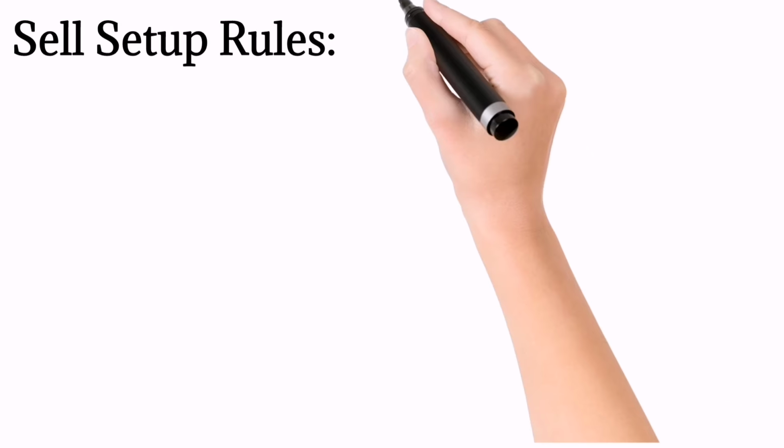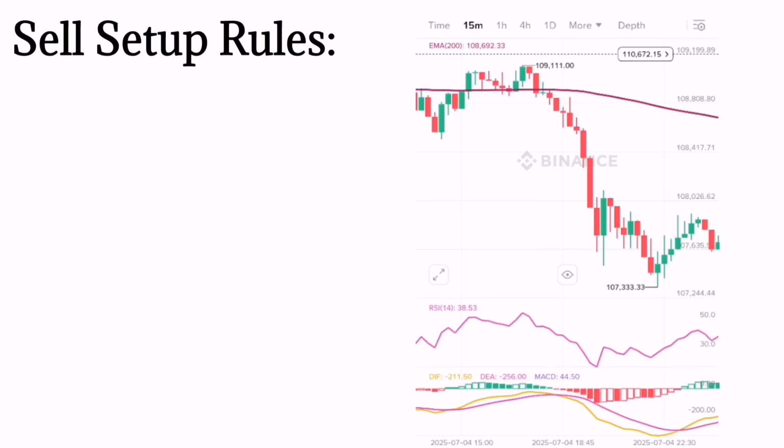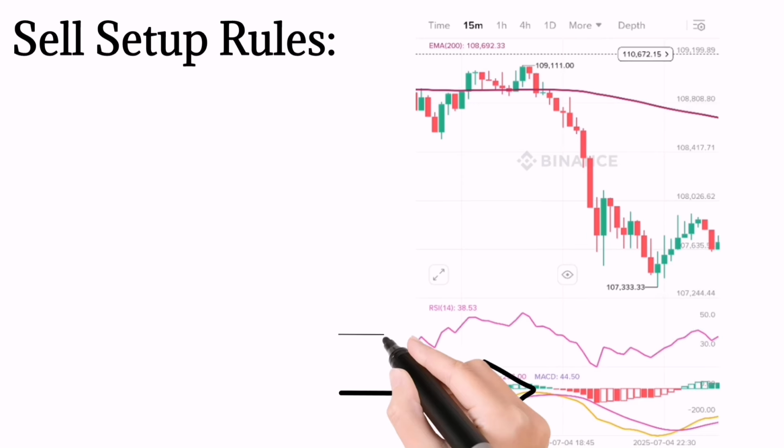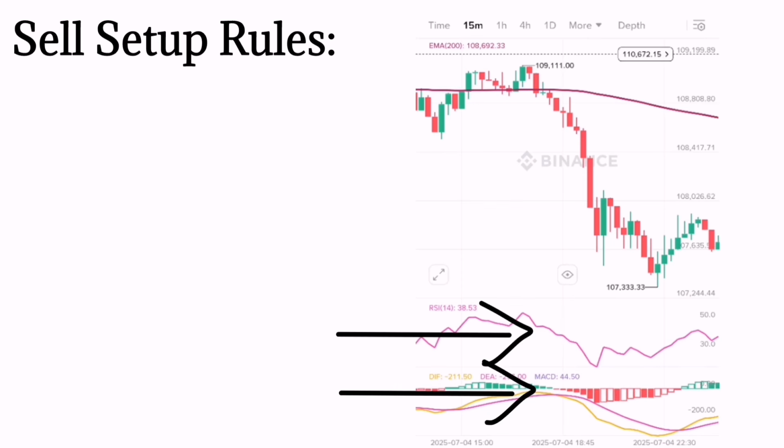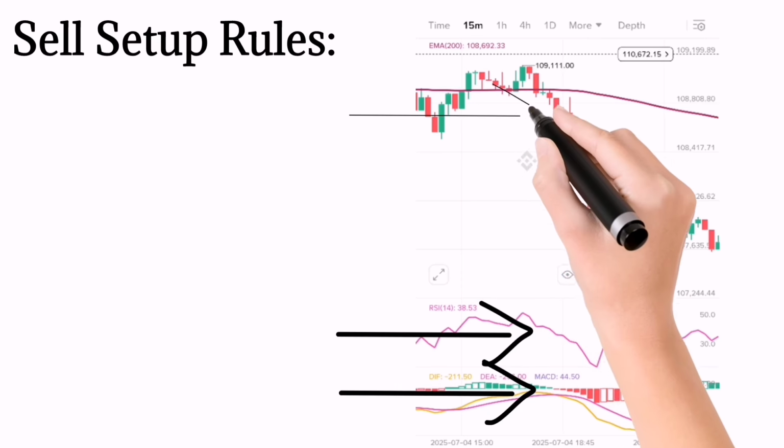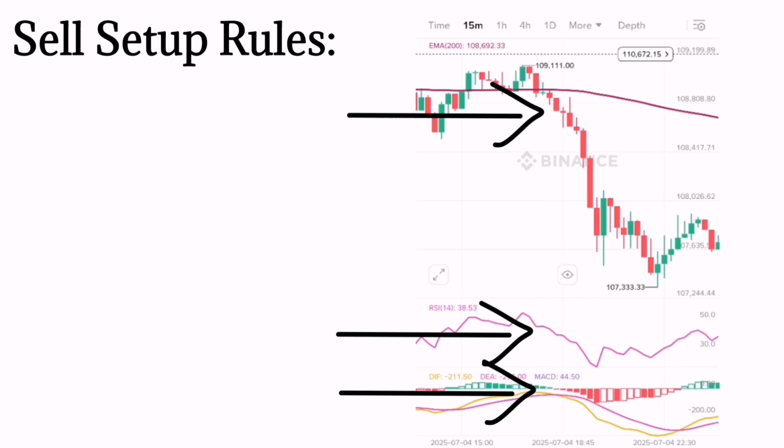Sell setup rules: 1. MACD line crosses below signal line. 2. RSI crosses below 50. 3. Price is below 200 EMA. 4. Enter on candle close. 5. Set stop loss above recent swing high. 6. Take profit 1.5x to 2x reward or near support. Always wait for both indicators to align before entering.